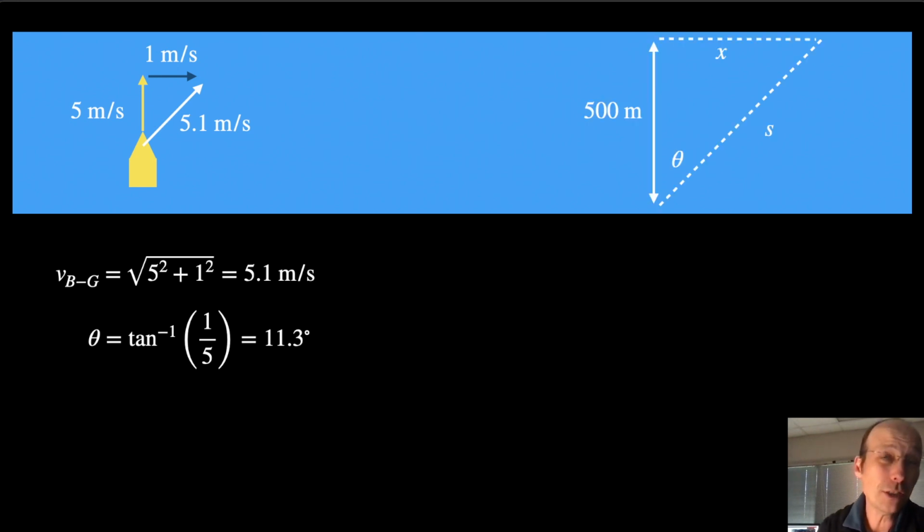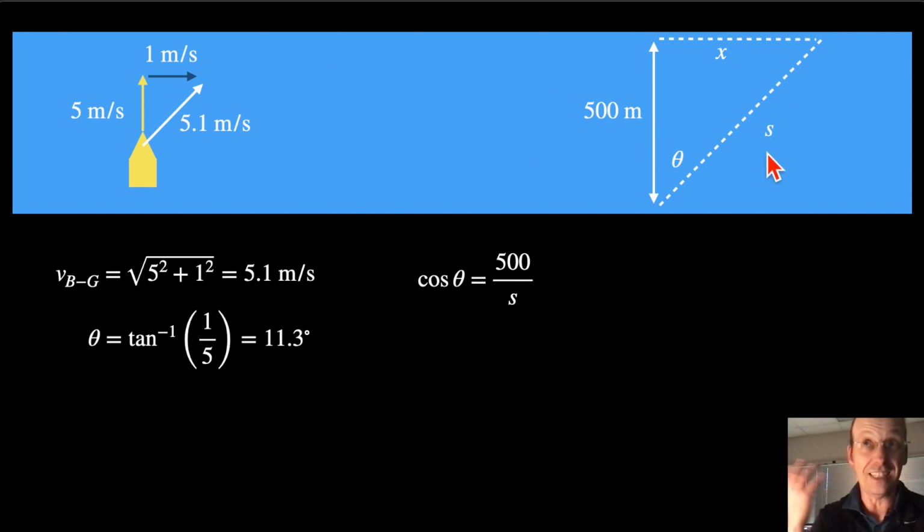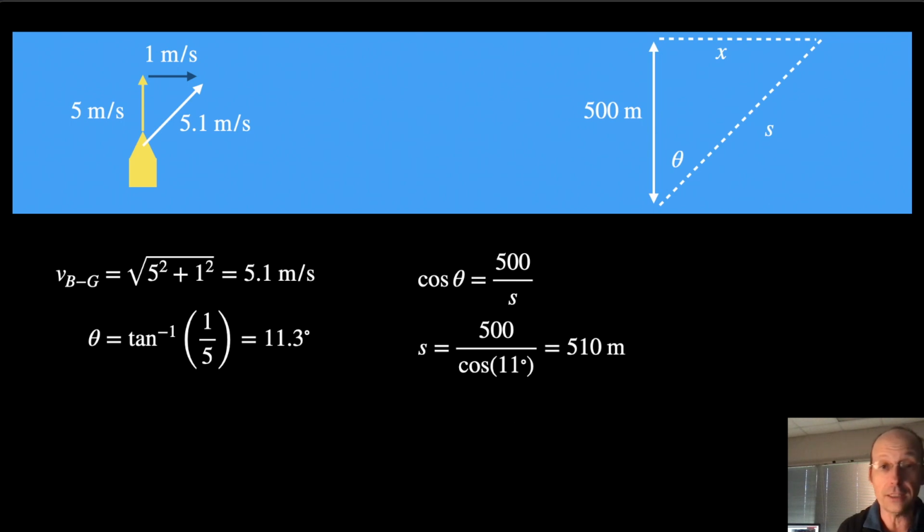And then one of the questions was, how long does it take to cross and how far down does it go? That's a common question to ask. So there's my angle. That's the path that it's going to take, and that angle is the same as that angle. I know this length is 500 meters. I need to find this length right here. Well, the cosine is going to be equal to adjacent, 500, over hypotenuse, which is s. I don't know s, but I know theta, and I know the 500, so I can solve for s. It's just going to be 500 divided by the cosine of 11.3, which is 510.